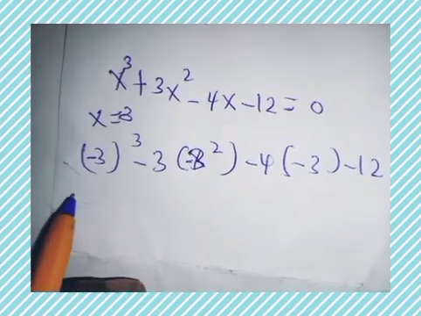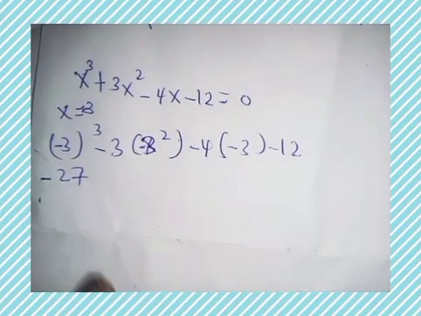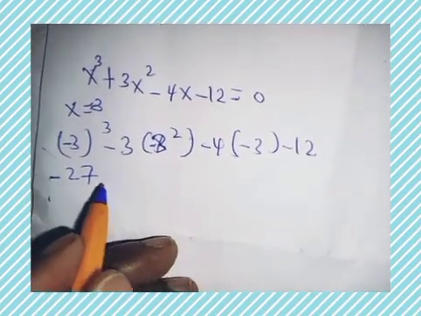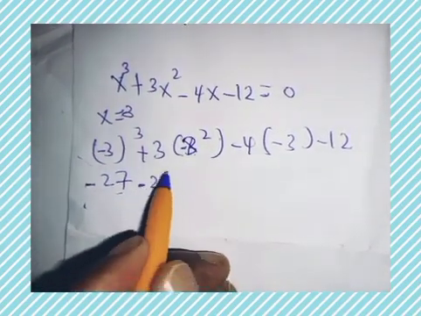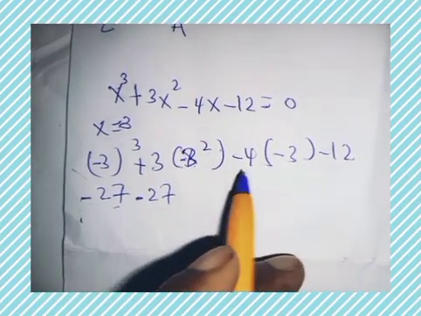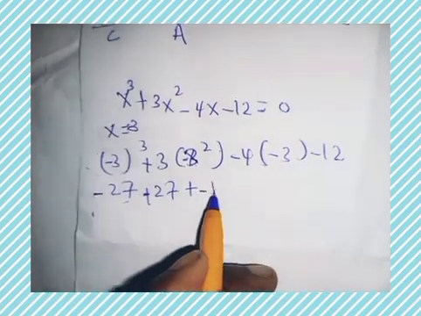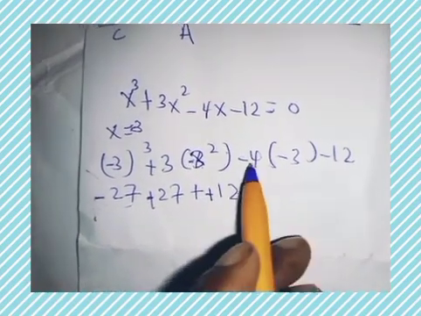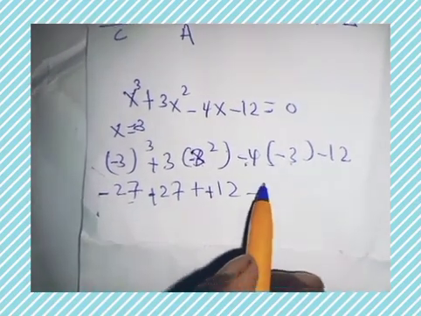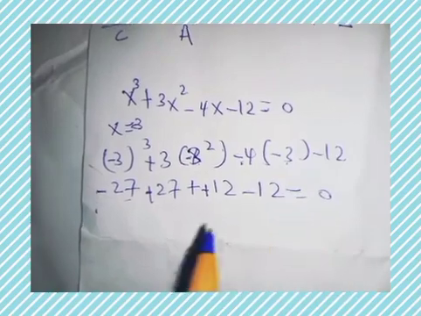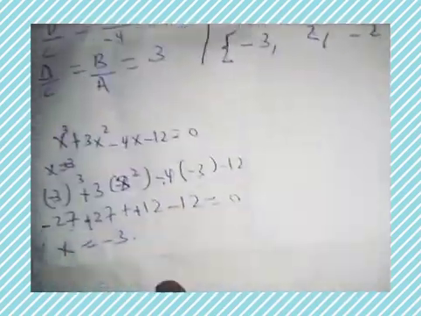So this is -27. -3 squared will give you 9, 9 times 3 is 27, plus 12, since -4 times -3 is 12, minus 12. You can see clearly this is equal to 0, meaning that our answer x is equal to -3 is correct. So we check the other one.